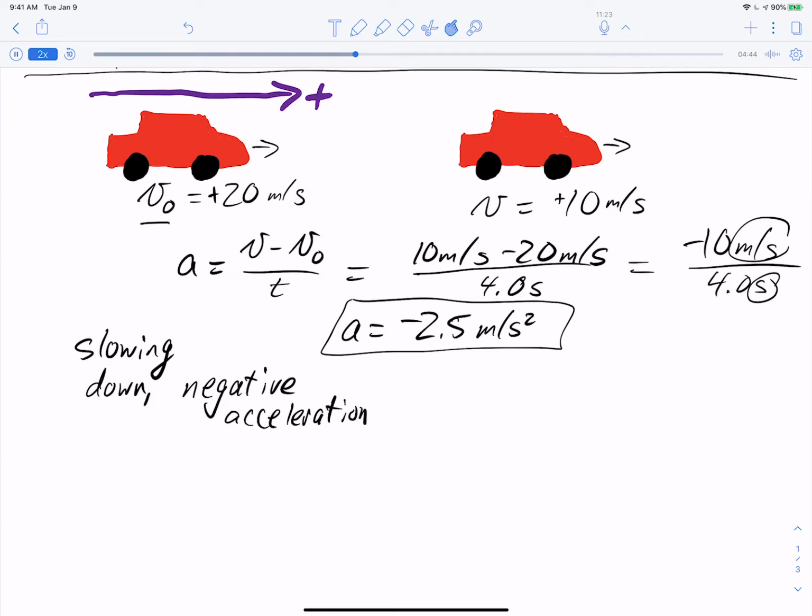And that's because in this case, the velocity is positive and the acceleration is negative. So if those have opposite directions and therefore opposite signs, that means slowing down. Right? So negative acceleration does not automatically mean slowing down, but in this case, it happens to be true.